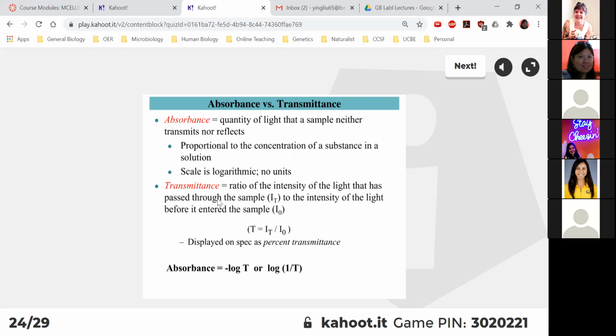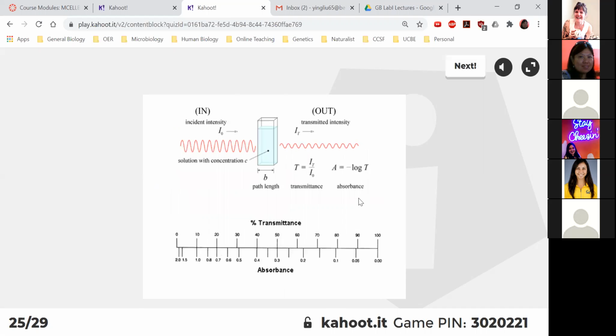And then the flip side of that is transmittance. Remember, transmittance is the light that gets transmitted after the cuvette. The way to calculate transmittance is literally the light that has passed through divided by the light that's coming in. And so absorbance and transmittance are related, they have a log scale. It's a lot easier to talk about it with this slide.